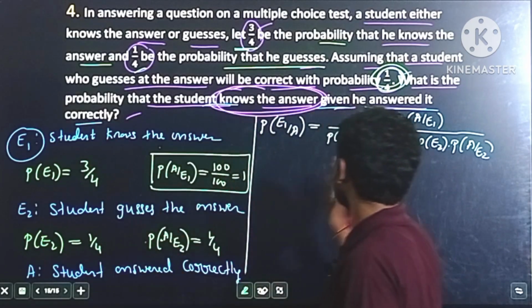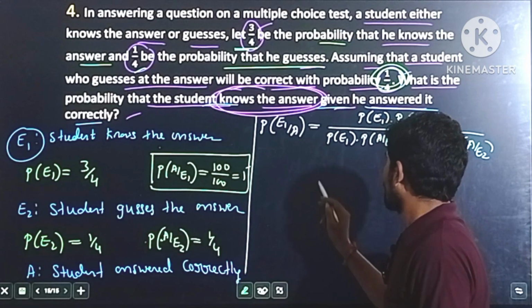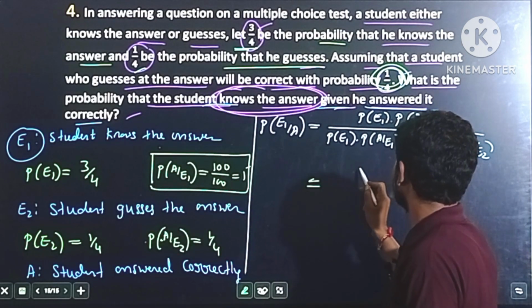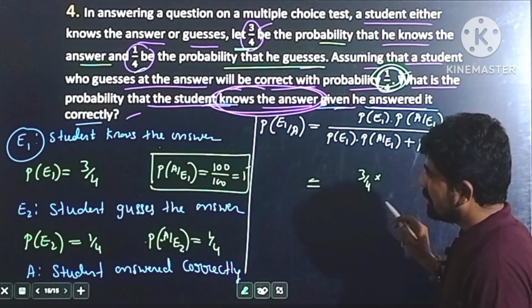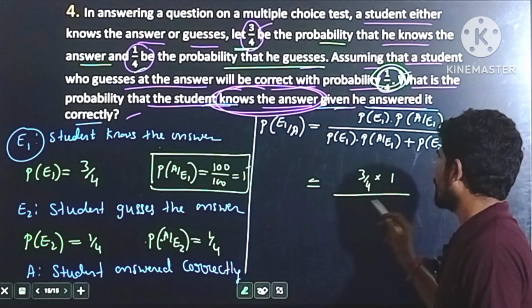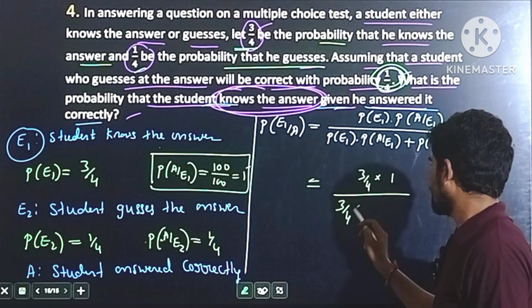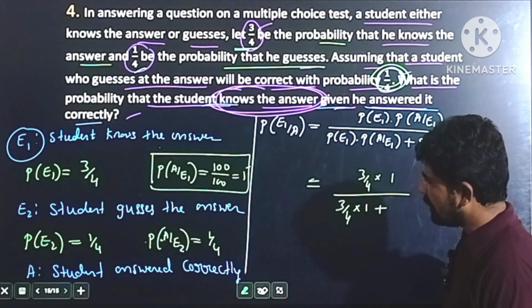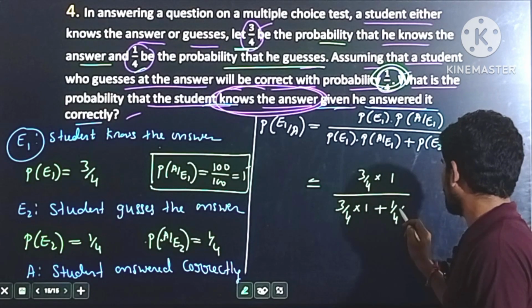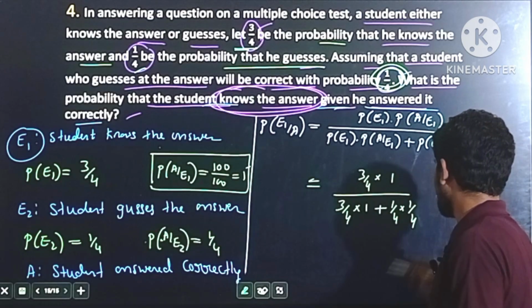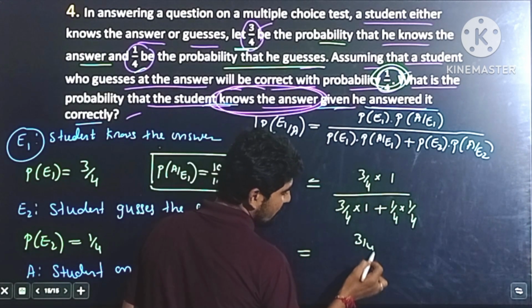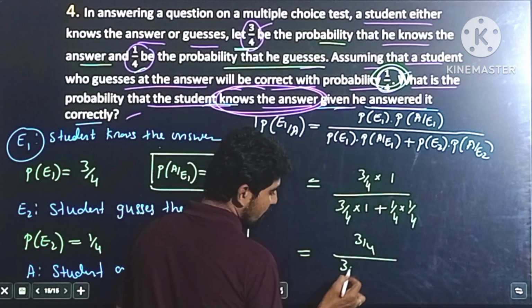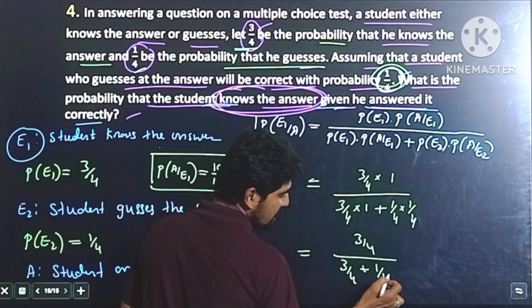Now substitute these respective values in this formula. Probability of E1 is 3 by 4 into probability of A given E1 is 1, divided by probability of E1 is 3 by 4 into 1 plus probability of E2 is 1 by 4 into probability of A given E2 is also 1 by 4. Which equals 3 by 4 divided by 3 by 4 plus 1 by 16.